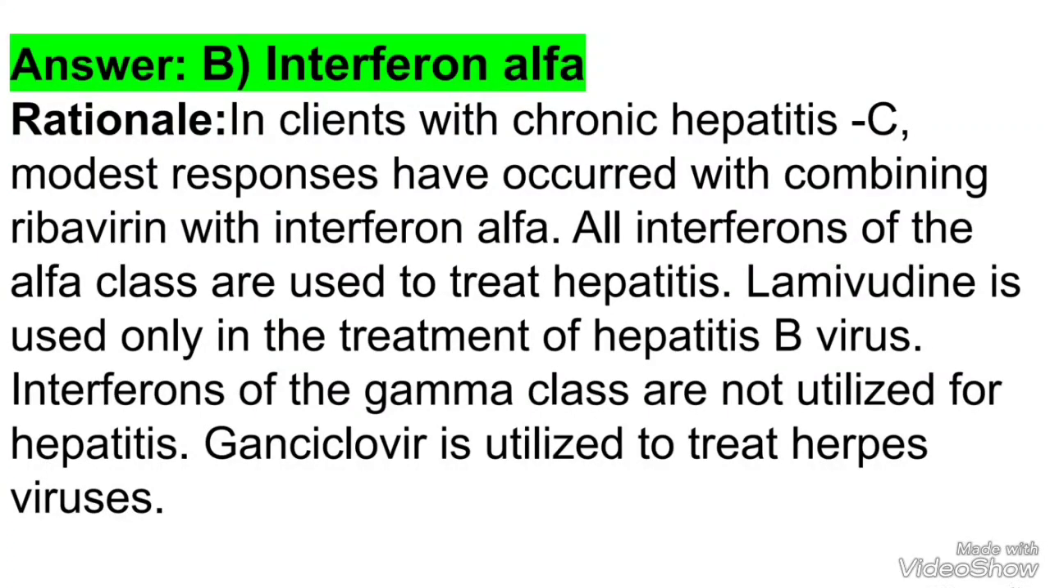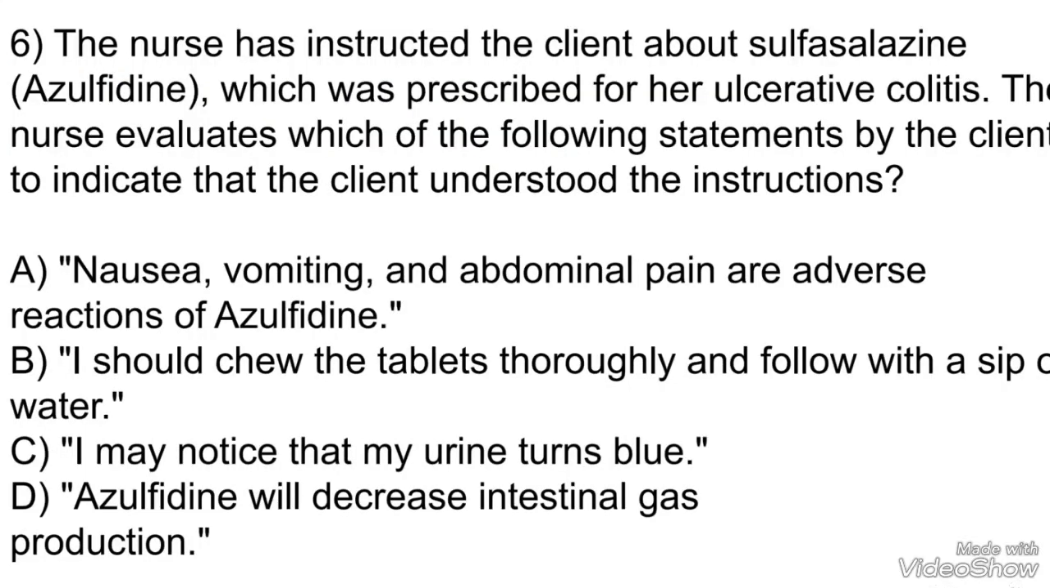Rationale. In clients with chronic hepatitis C, modest responses have occurred with combining ribavirin with interferon alpha. All interferons of the alpha class are used to treat hepatitis. Lamivudine is used only in the treatment of hepatitis B virus. Interferons of the gamma class are not utilized for hepatitis. Ganciclovir is utilized to treat herpes viruses.